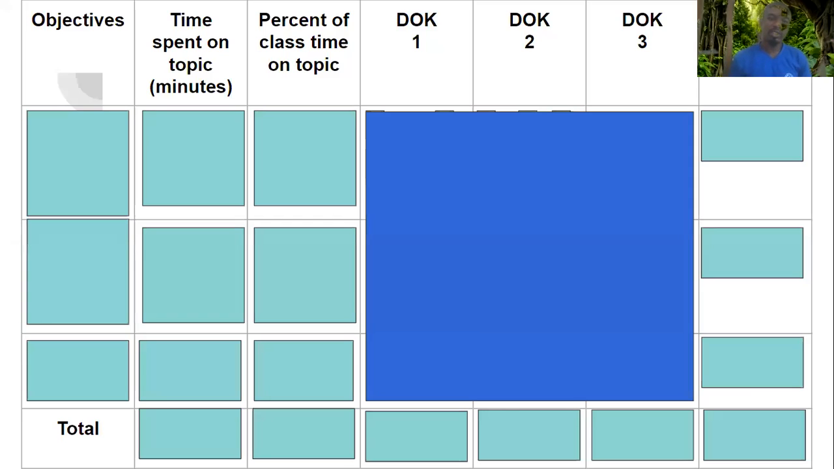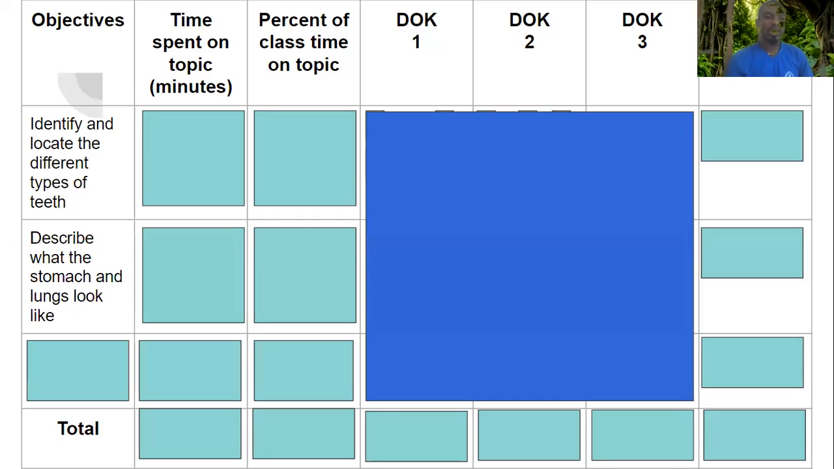All right, so let us get into a mock table of specifications. First thing first, we're going to be looking at the objectives. So I'm going to have some objectives listed. I've used 3 objectives. So the first is identify and locate the different types of teeth. Second, describe what the stomach and lungs look like. And the third objective is tell why the stomach is important. So those are the objectives.